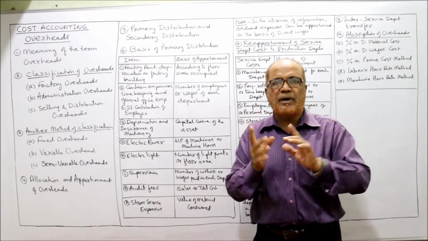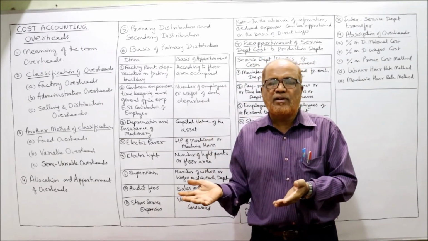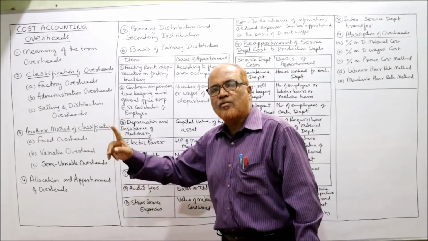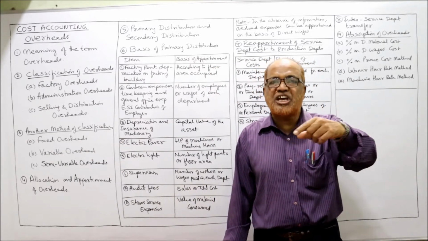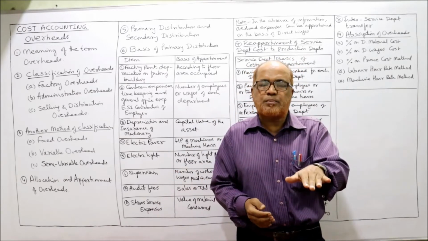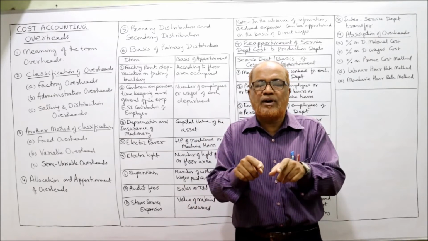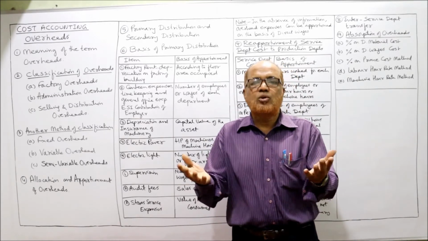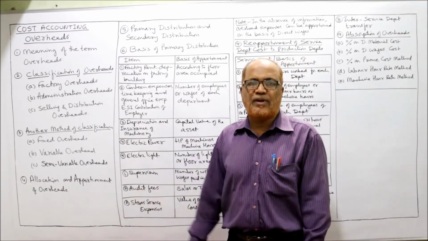Examples: the rent of the building, the salary of the manager. Whatever be the level of production, the rent of the building will remain the same. The manager's salary will remain the same. That is the example of fixed overhead. Now variable overhead. Variable overhead means the overhead which varies, which changes according to the production. More production, more variable overhead. Less production, less variable overhead. So the total variable overhead will change proportionately with the production. If there is no production, no variable overhead. So it is completely changing; that is called variable overhead.